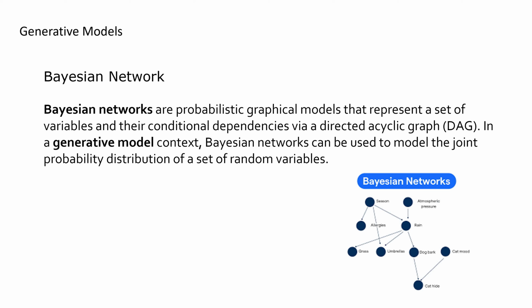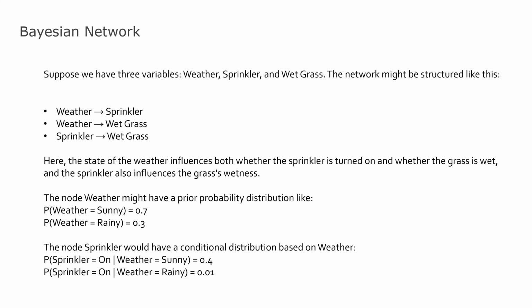So in a generative model, the context of a Bayesian network can be used to model the joint probability distribution of the random variables. How will it work? We will see in this example. Suppose we have three variables: weather, sprinkler, and wet grass. So three variables we have in the network.